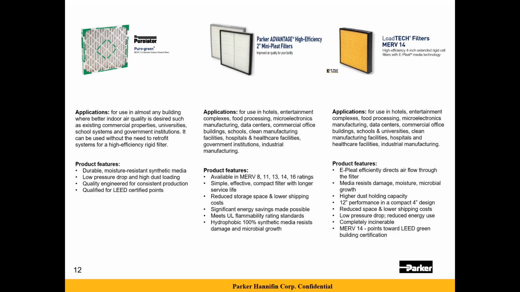The next higher up product from that is the 2-inch Parker Advantage. These are typically mini pleat filters. So these are more expensive than pleats, but they do have higher overall performance. They have generally a good resistance to airflow and higher capacity to hold dust. They typically can operate longer under certain conditions. And what you can also get with that is reduced space and storage for lower shipping costs. They do have a lot of good energy savings and they're very compact. So a good performance option if you want to step up from Puro Green.